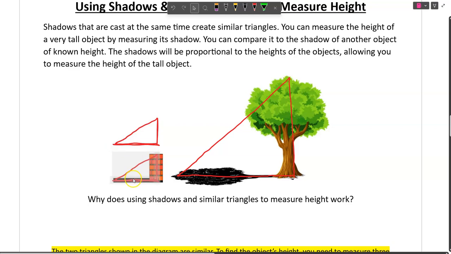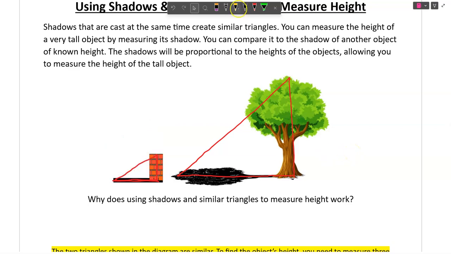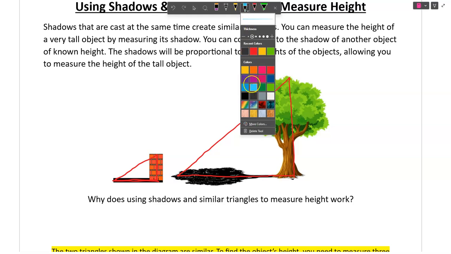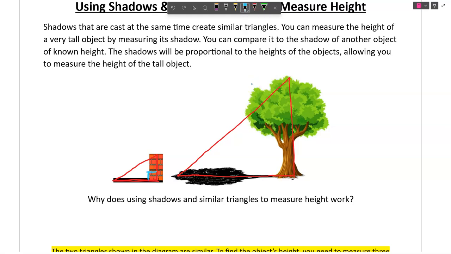Well, we need two angles in order for this to work. The first angle is going to be the same that we had with the mirrors, and I'll use a bright blue for this. So we have these right angles here that are created by the tree and the ground and the wall and the ground. But the second one, the shadow, is generated by the sun.